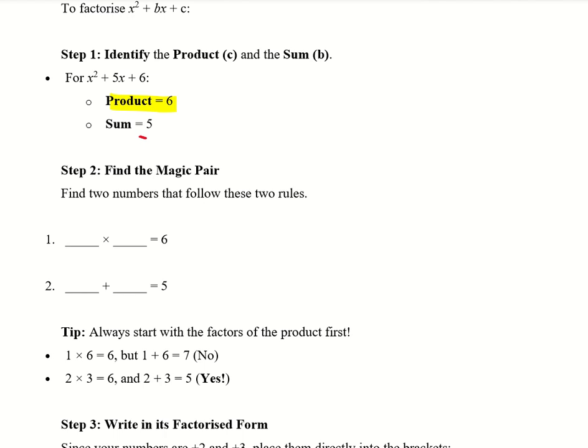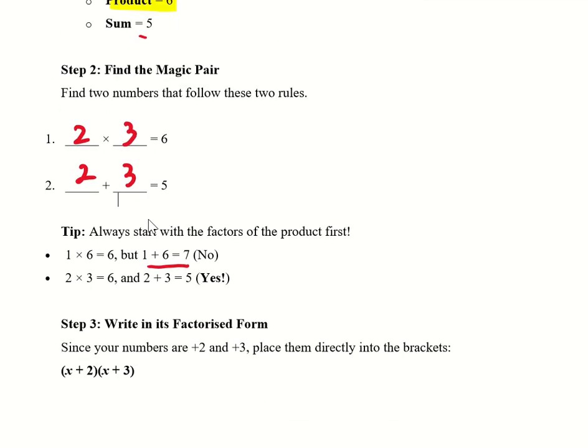I know this magic number, if I just give it a try, maybe I try 1 and 6. 1 times 6 is equal to 6, but 1 plus 6 equals 7. No, it doesn't match with the sum of 5. So then I have to try 2 times 3, and 2 plus 3 equals 5, and I can write my answer directly in the factorized form.